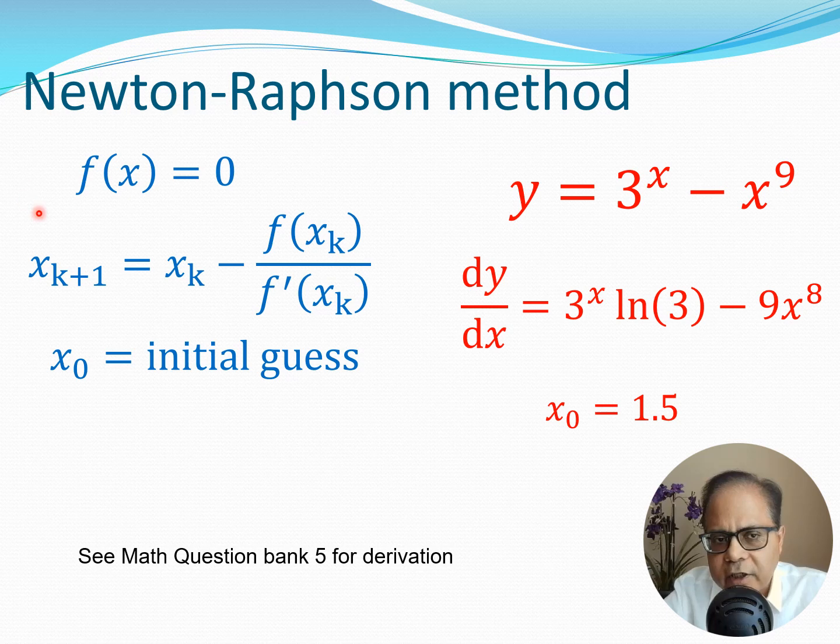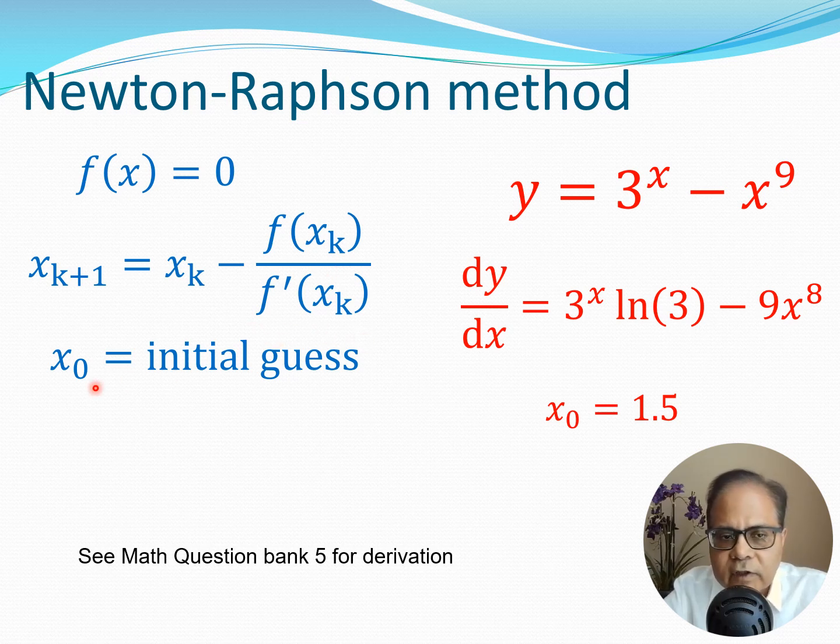Now, of course, you know that if you have a typical equation of the form f(x) = 0, this is a nonlinear equation, then the Newton Raphson method says that you can find the value of x by iteratively solving this equation here, that is x_{k+1} = x_k - f(x_k)/f'(x_k).